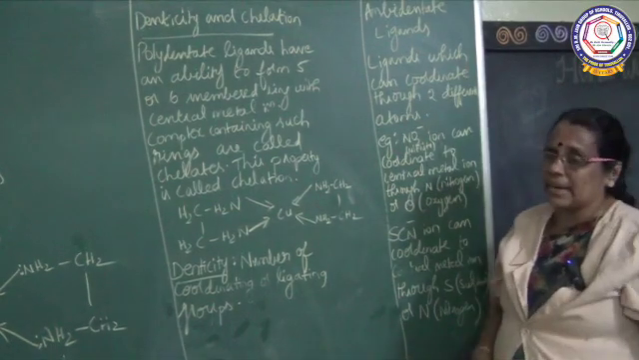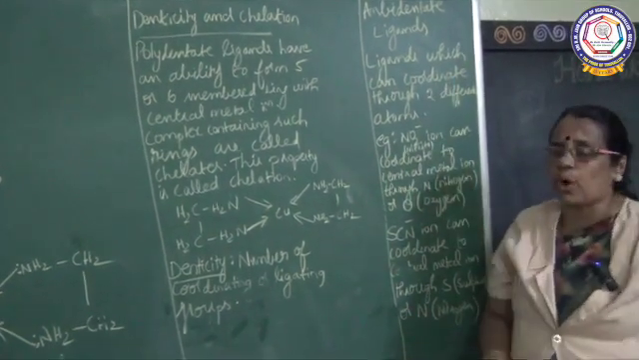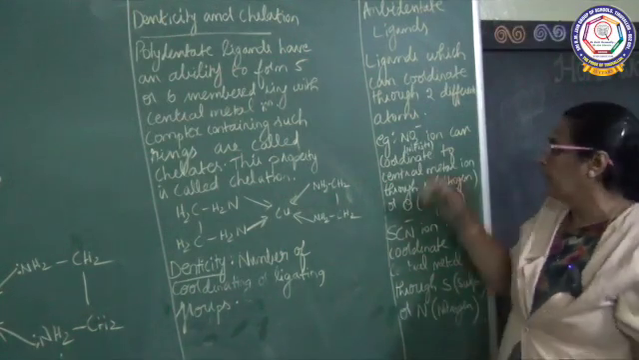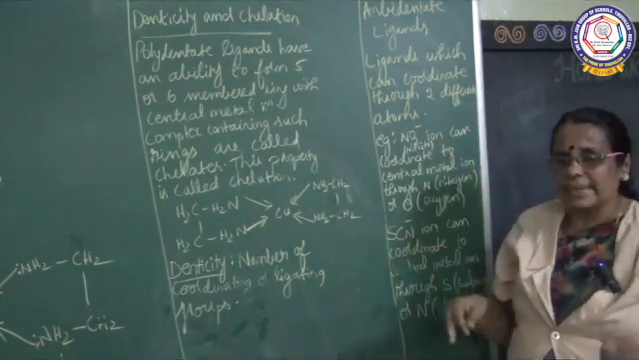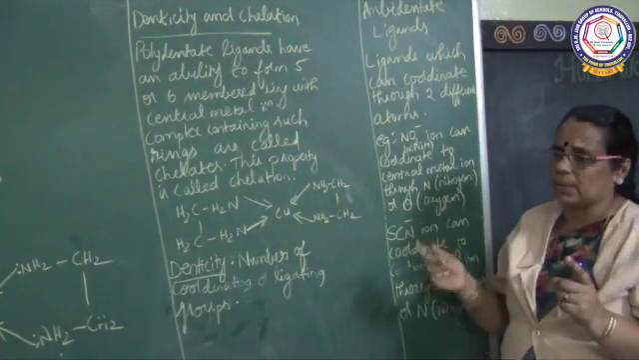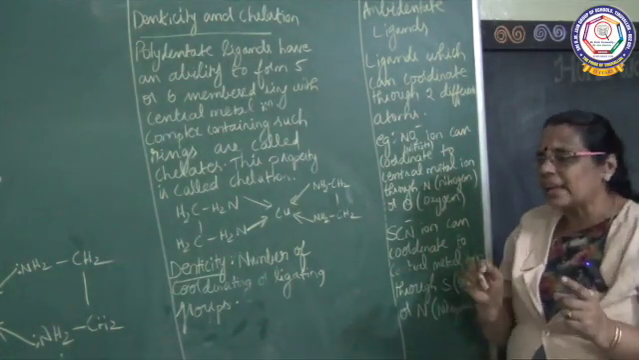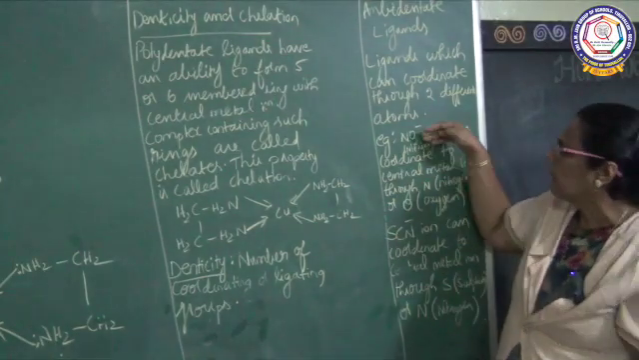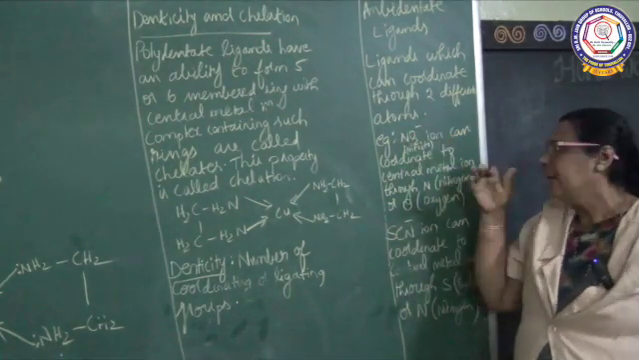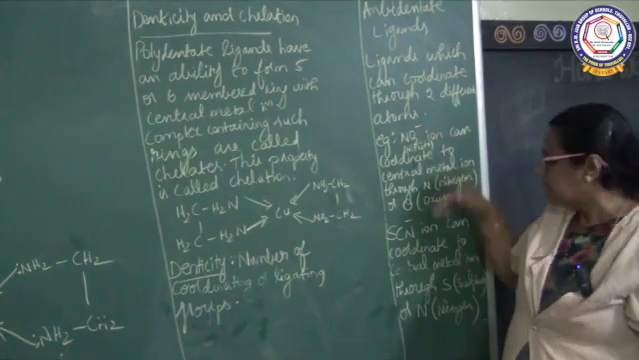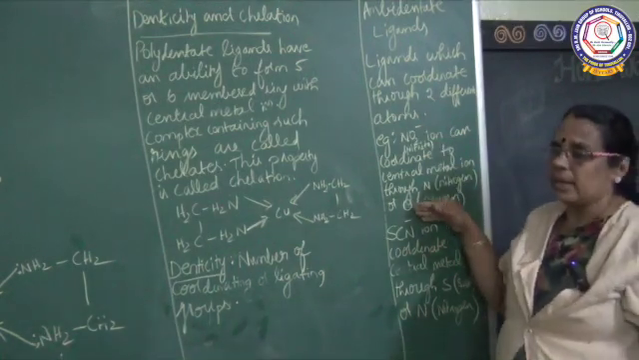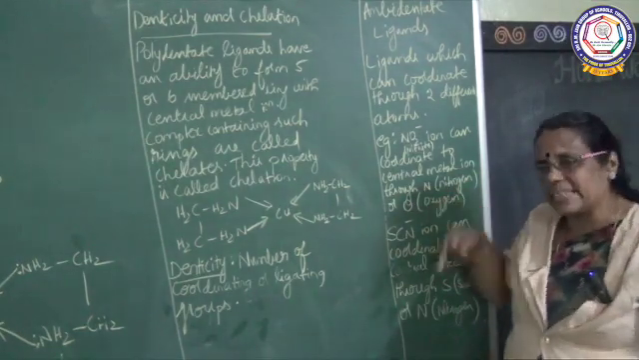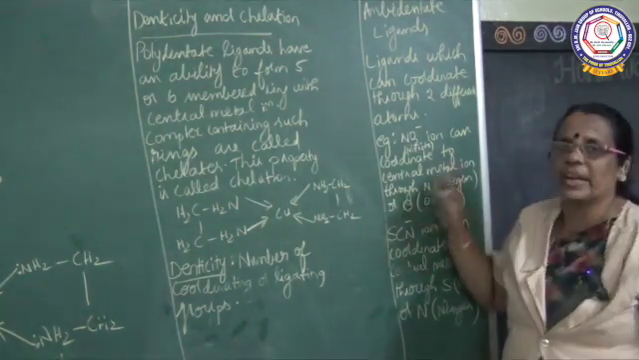So once again, ambidentate ligands are ligands which can coordinate to the central metal ion through two different atoms. When you talk about nitrito, nitrogen is a donor and oxygen is also a donor. So the central metal ion will be attached either to nitrogen or to oxygen. Similarly, in SCN minus ion, the central metal ion can be bonded either through nitrogen in SCN minus or through sulfur in SCN minus.